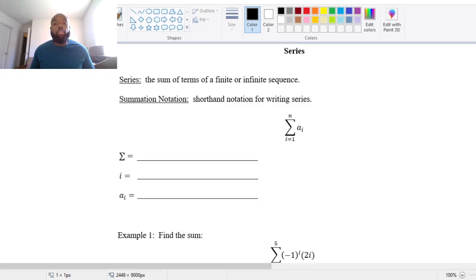And so what we do when we write series is we use what we call summation notation. Summation notation is basically a shorthand way of writing out series. We don't necessarily want to write out all the terms of the numbers that we're always adding up. And so to do that, we use this summation notation. Some people call it sigma notation, right?